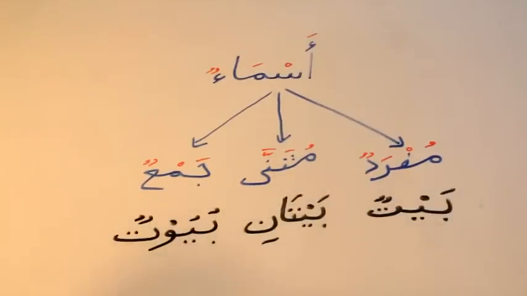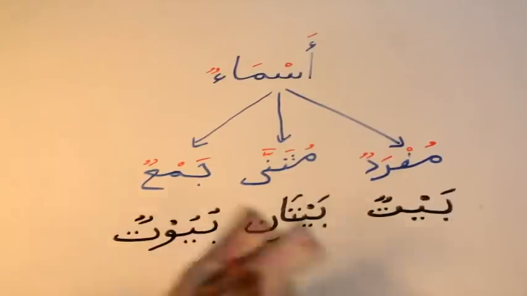So if you wanted to say this is a house, you say hada baytun. If you want to say these are two houses, you say hadani baytani. But if you want to say these are houses, more than two or three houses, you say haulai buyut. These are houses. So this is based on the number.